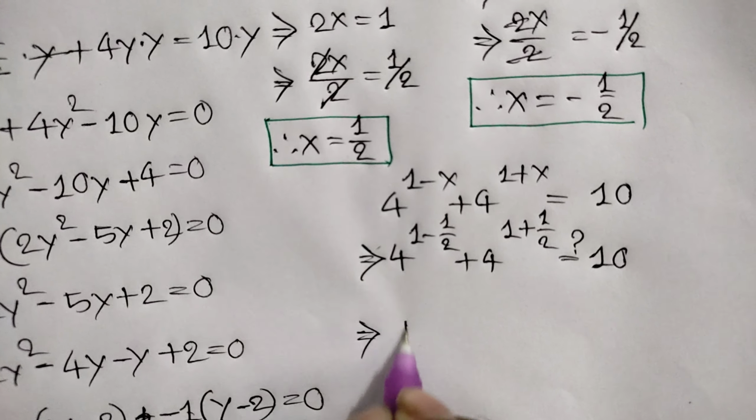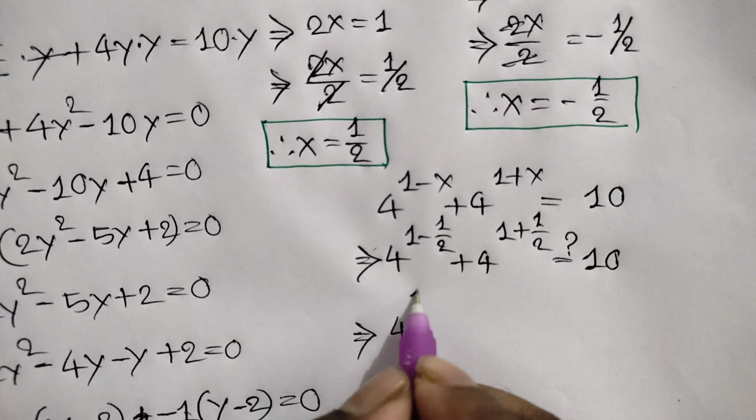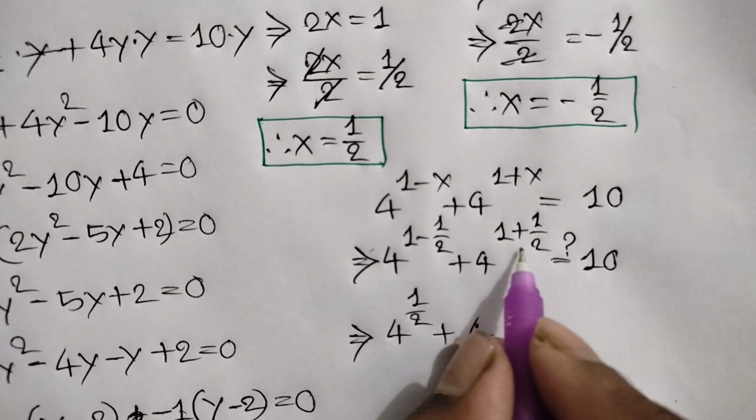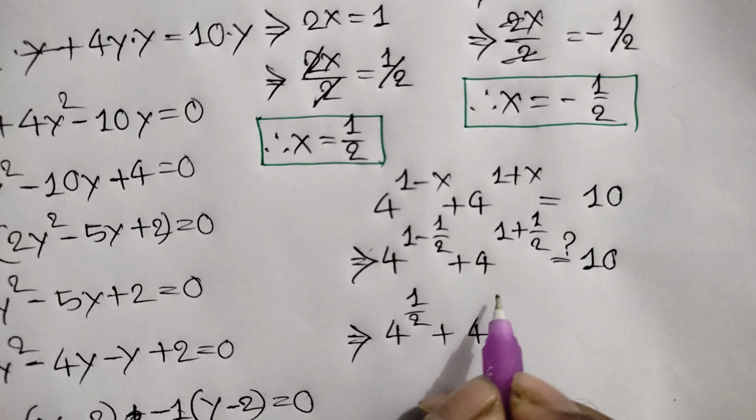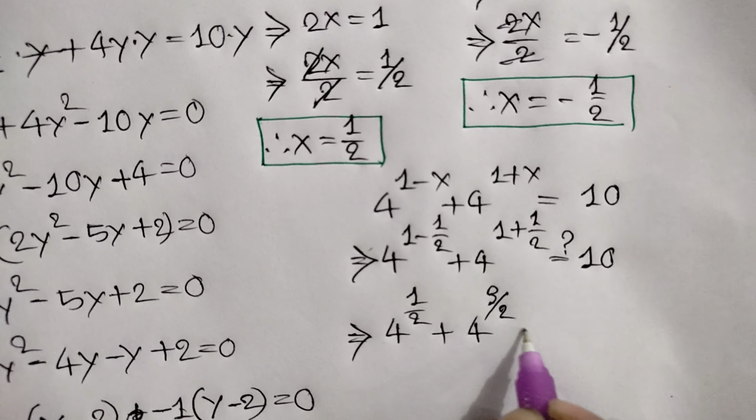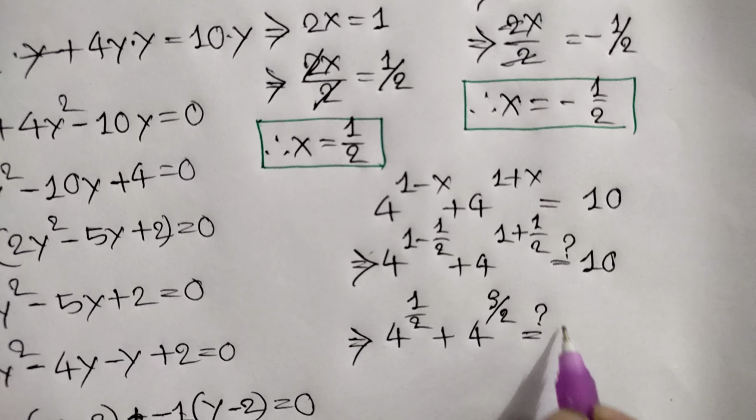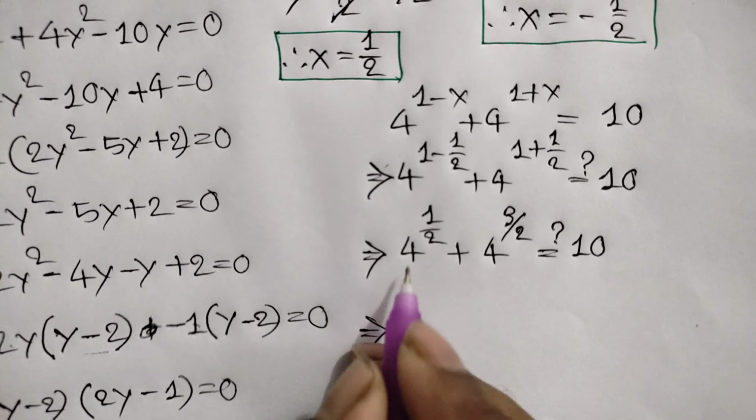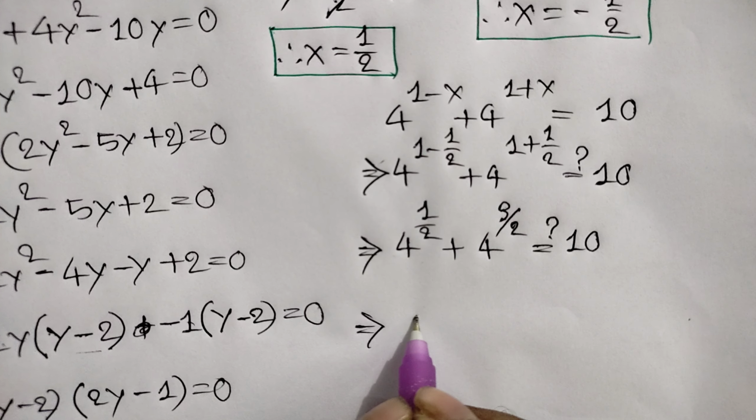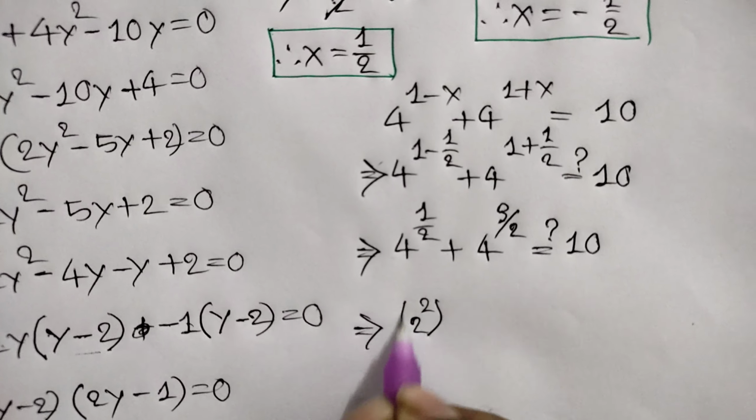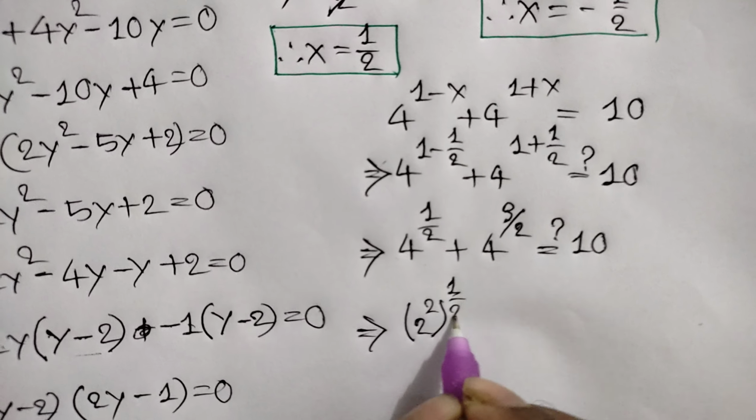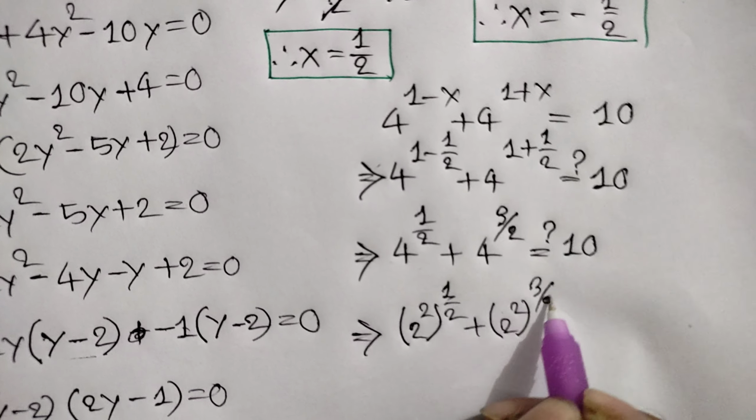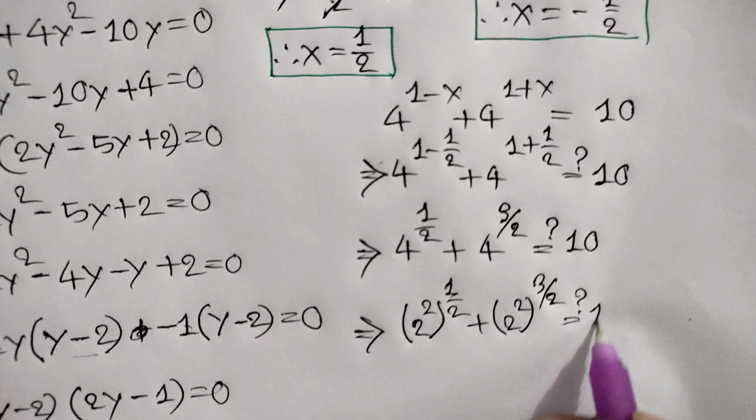Here we will get 4 to the power 1 minus half, which is half, plus 4 to the power, here the LCM is 2, so we will get 2 plus 1 is 3, 3 over 2, is it equal to 10? Now we can write 4 as 2 square, whole to the power half, plus 2 square, whole to the power 3 over 2, is it equal to 10?